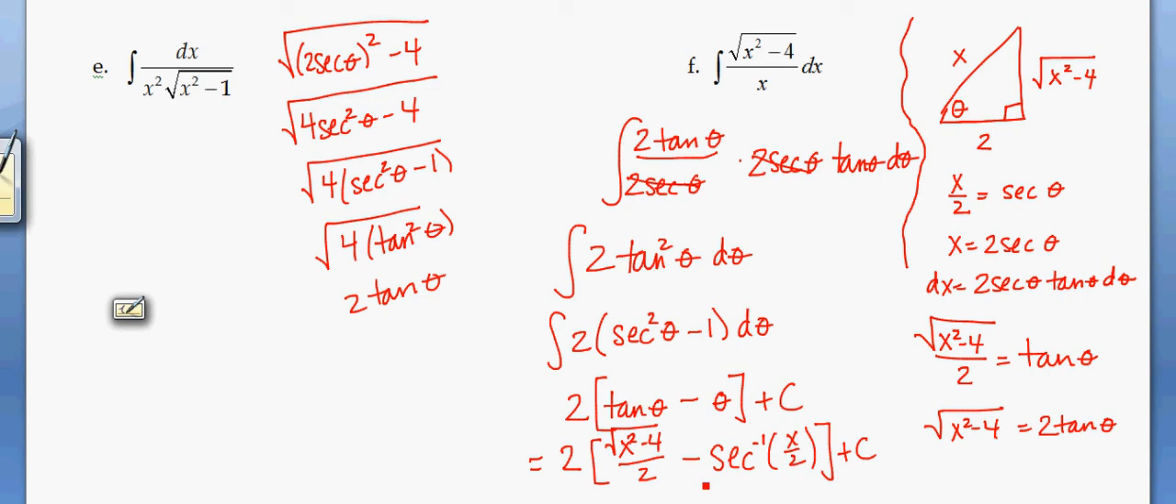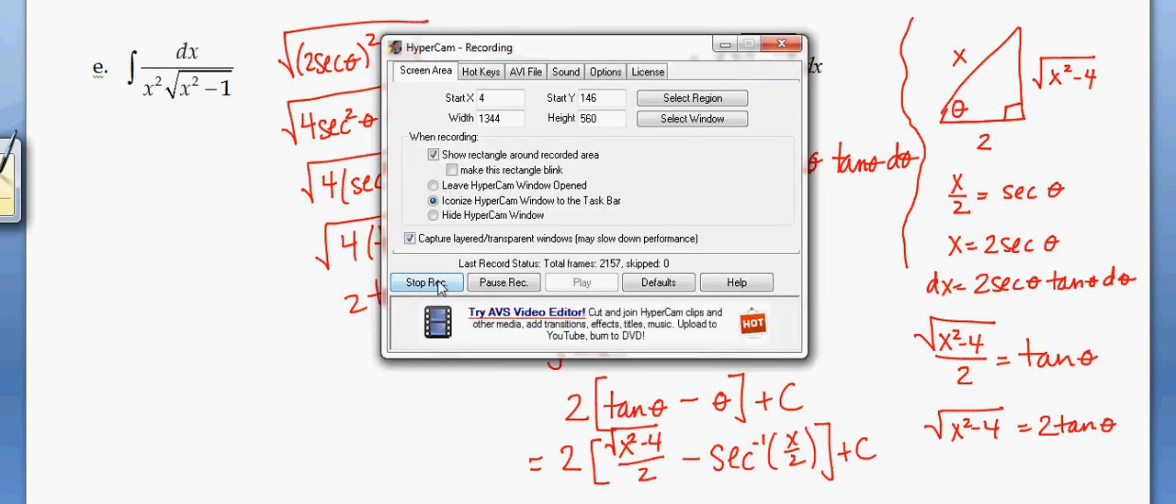So if you wanted to distribute this 2, you can. That would cancel it in the first term, but then you'd have this extra 2 here. So I don't really care. However you want to look at it, those are both fine. So hopefully that one made okay sense to you.